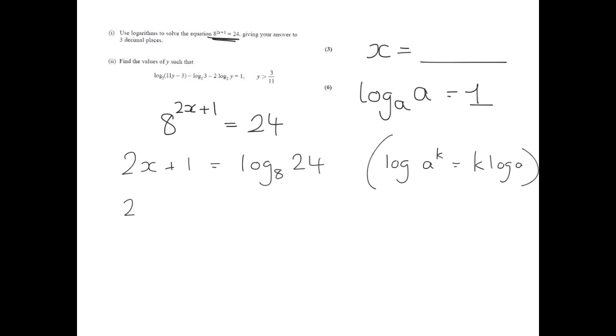You would end up with 2x plus 1 is equal to 1.52832, etc. Taking 1 away from both sides and then dividing by 2, you should end up with the answer to 3 decimal places of 0.264.